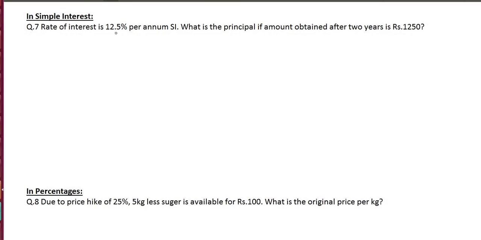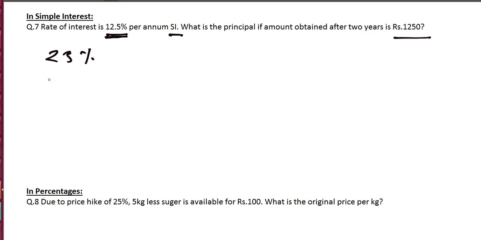Okay, the application of this product stability in rate of interest or simple interest. So the rate of interest is 12.5% per annum simple interest. What is the principal if the amount obtained after 2 years is 1250? So the rate of interest is simple interest, that means this 12.5% will remain constant for 2 years, right? So in 2 years the total rate of interest will be 25%, right?